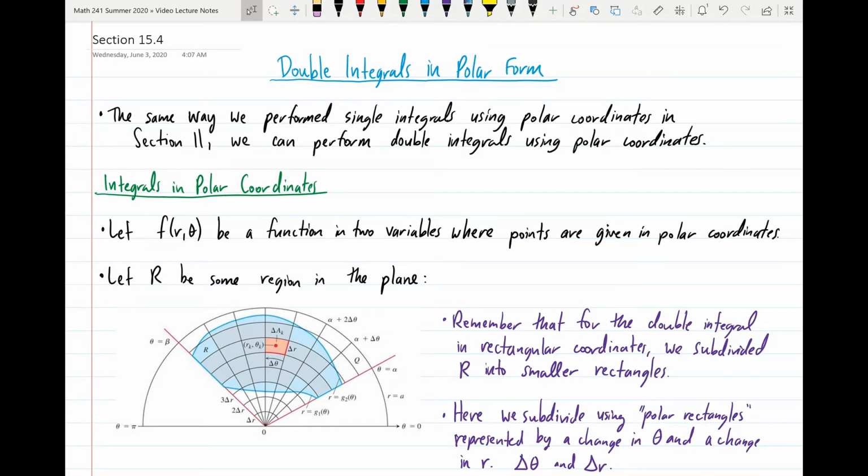Hello Calc 3 and welcome back to another video. In this video we'll be covering section 15.4 on double integrals in polar form.